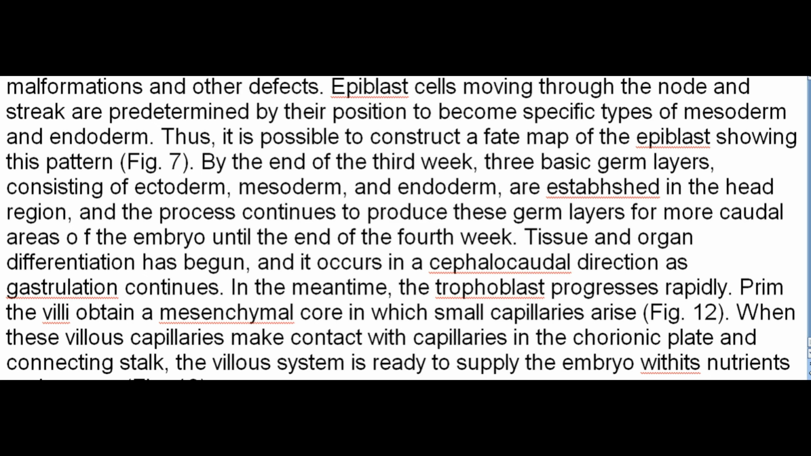In the meantime, the trophoblast progresses rapidly. The villi obtain a mesenchymal core in which small capillaries arise, Fig. 12. When these villous capillaries make contact with capillaries in the chorionic plate and connecting stalk, the villus system is ready to supply the embryo with its nutrients and oxygen, Fig. 13.